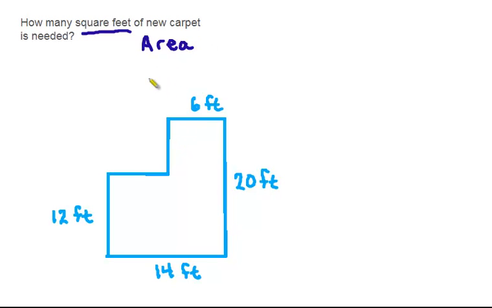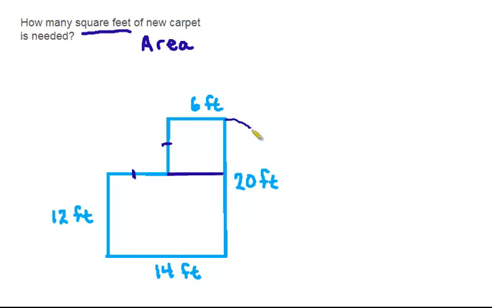So to figure out the area, since this isn't our typical rectangle or square, we actually have to split it into two pieces, figure out the area of each piece, and then we can add those areas together, and then we'll know the area for the entire piece. So I'll go ahead, I've split it into two parts, and from here we're going to use the information that we're given to figure out the missing sides.